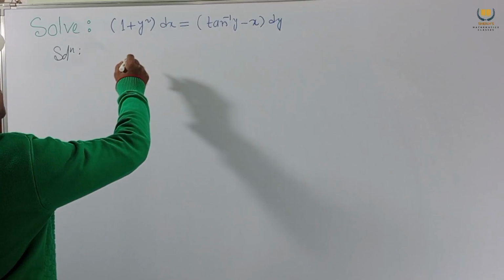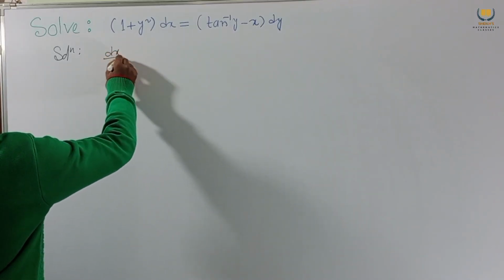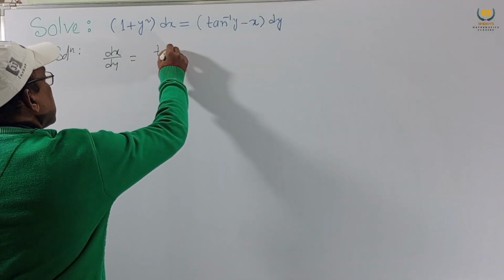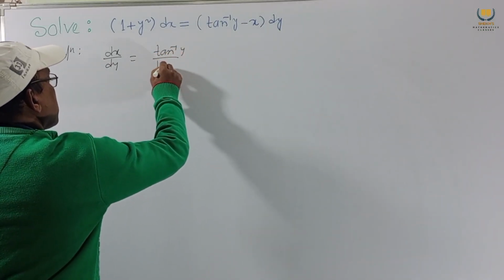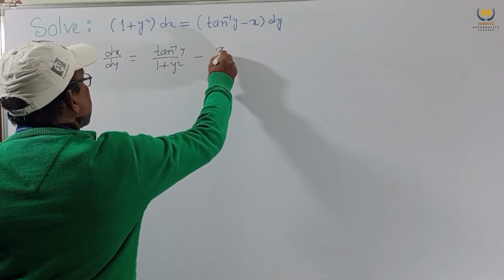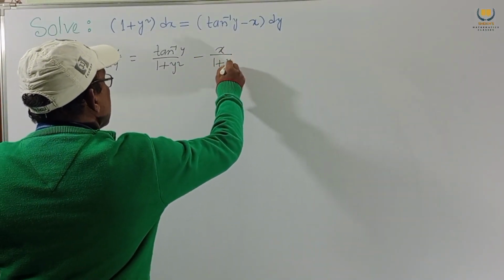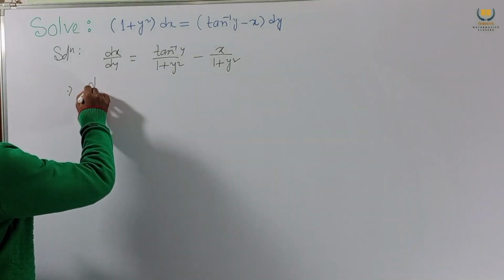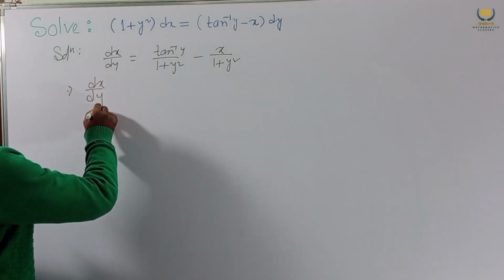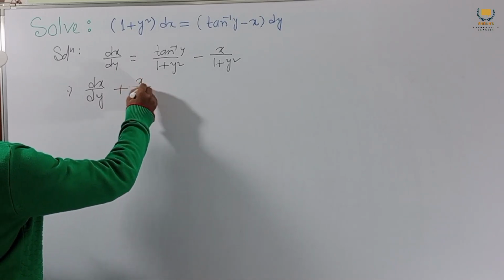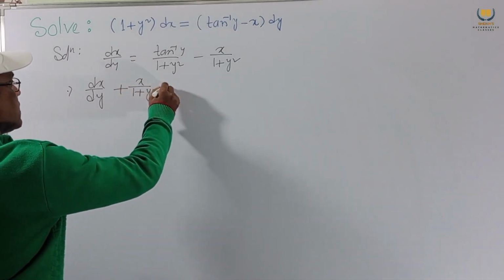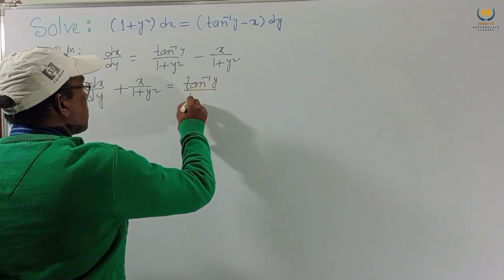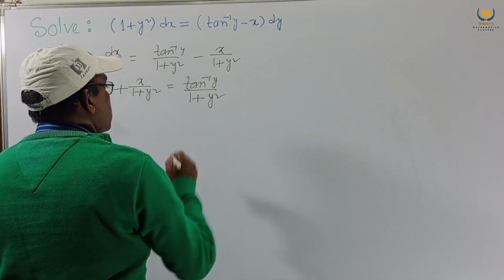So first we write dx/dy equals tan⁻¹y by 1 plus y² minus x by 1 plus y². We write this, and taking this term on the left hand side, dx/dy plus x by 1 plus y² equals tan⁻¹y by 1 plus y².